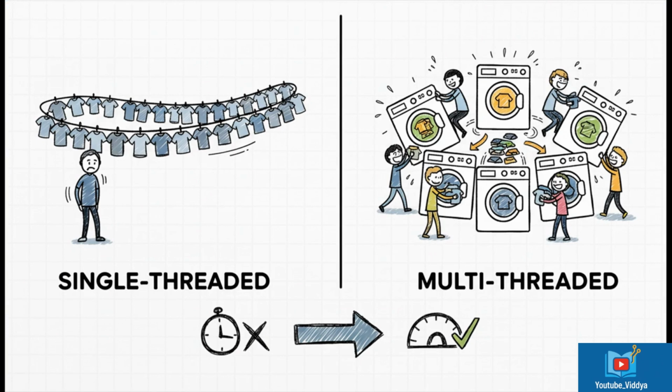And you know what's cool? The whole idea is actually super intuitive. Just think about doing laundry. If it's just one person washing 10 shirts one after another, it's going to take forever. But if you have 5 people and 5 washing machines, you can get the job done way faster.